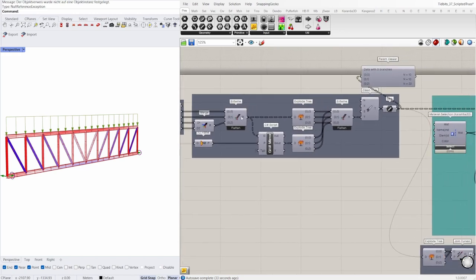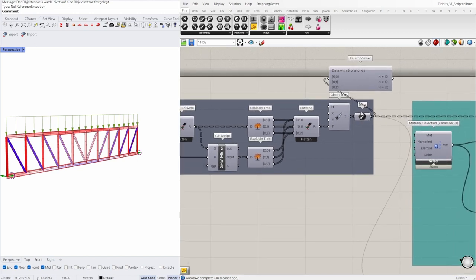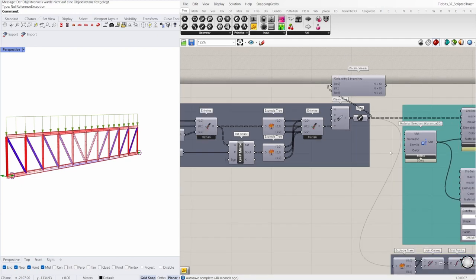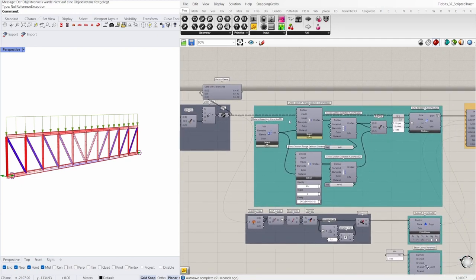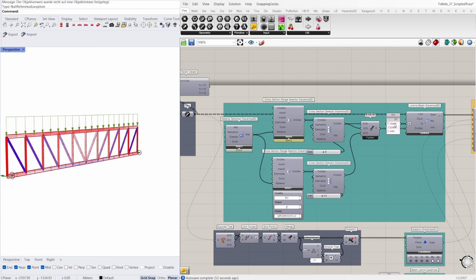The entwine component here makes it easier to categorize beams and to assign cross sections. Pay attention to the data tree here. We have three branches. The index 0 is the upper, the index 1 the lower, and the index 2 are the diagonals and the posts. I plug the lines into the line to beam component from Karamba and assign the upper and the lower to the cross section of an I-beam. I combine the diagonals and the posts into one beam type and call it web and assign them to the cross section of a rectangular hollow cross section.